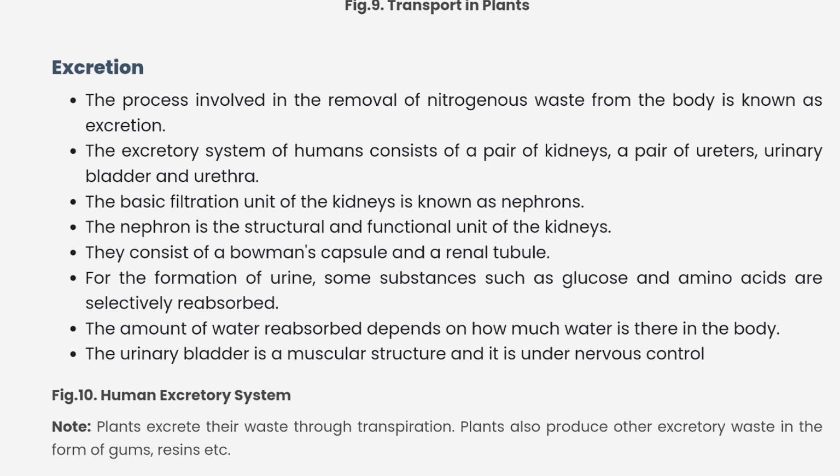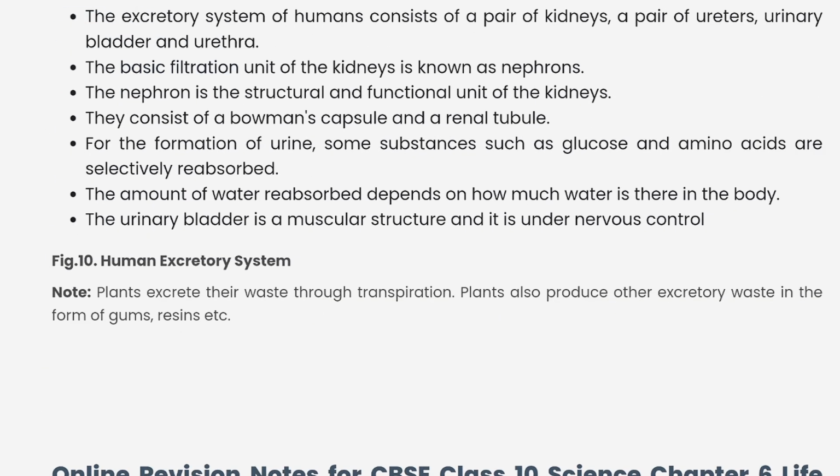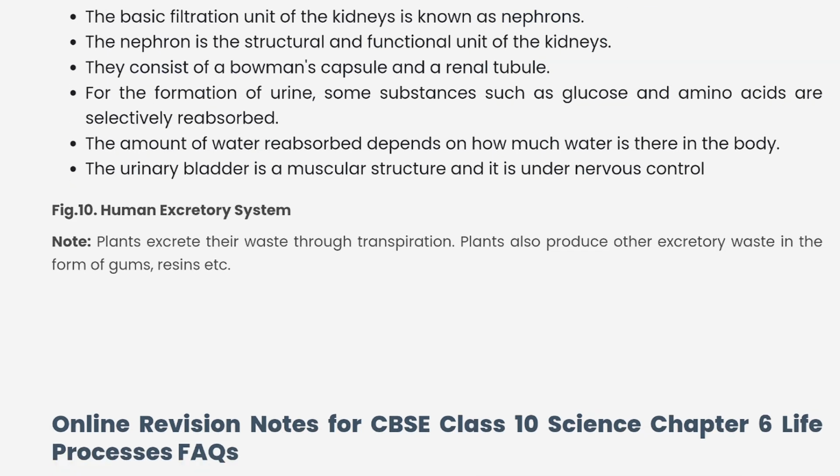Excretion. The process involved in the removal of nitrogenous waste from the body is known as excretion. The excretory system of humans consists of a pair of kidneys, a pair of ureters, the urinary bladder and the urethra. The basic filtration unit of the kidneys is the nephron. The nephron is the structural and functional unit of the kidneys. It consists of a Bowman's capsule and a renal tubule.